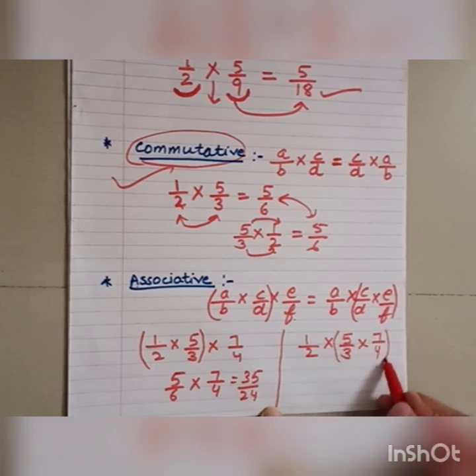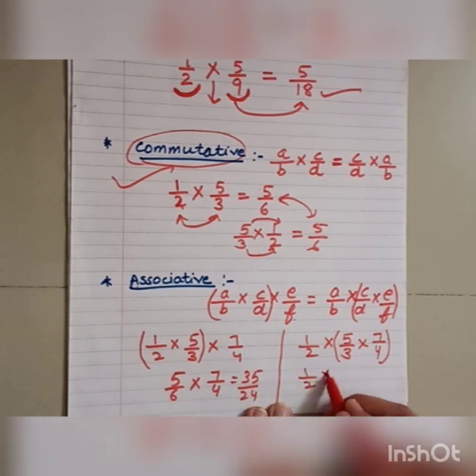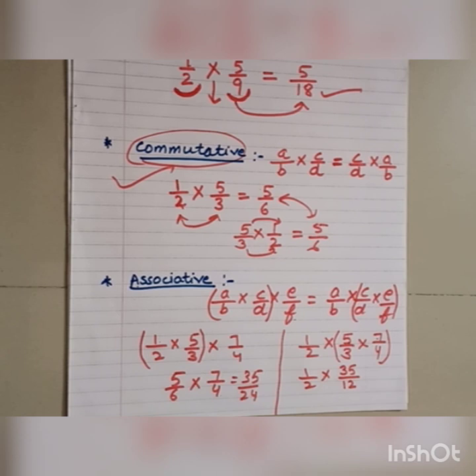Here we group the last two. When we group these values, first solve these two: 5 sevens are 35, 3 fours are 12. Don't do it like this: 1 by 2, 5 by 3, 5 by 6, then 7 by 4. This is the way in the left hand side.